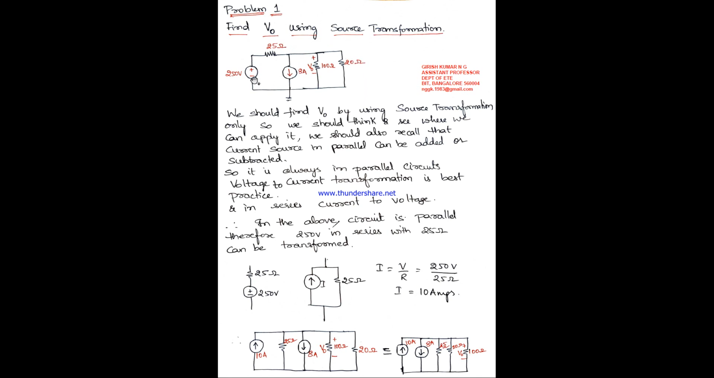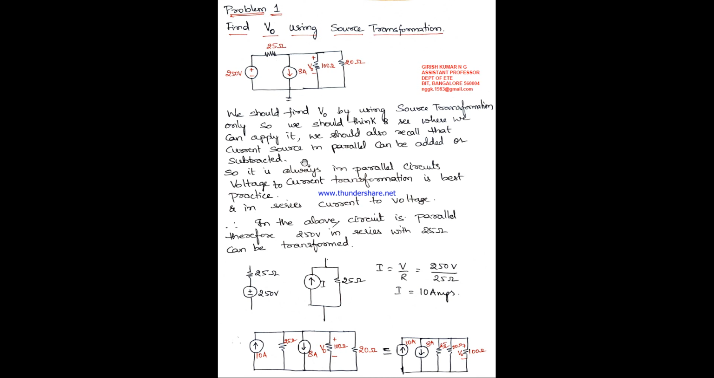So if I convert this voltage source in series with 25 ohms into a current source in parallel with 25 ohms, you see that these two current sources will be in parallel, and all of this, 25 ohms, 100 ohms and 20 ohms, will be in parallel again. So I will touch this, but I will not touch this current source, because once I convert this voltage source to parallel, then I can either add or subtract those two current sources.